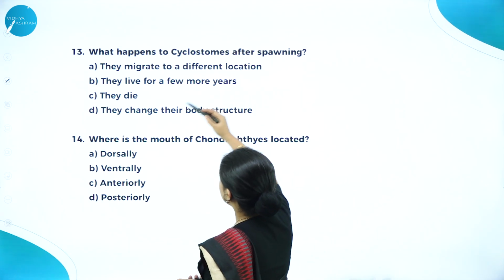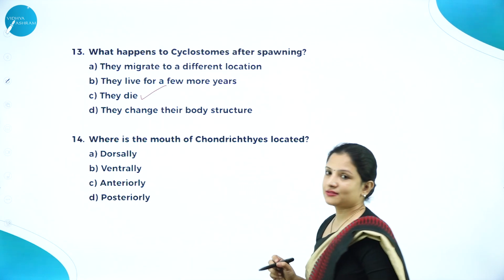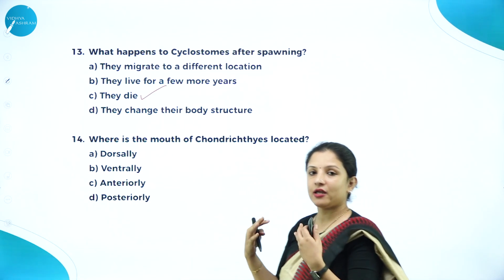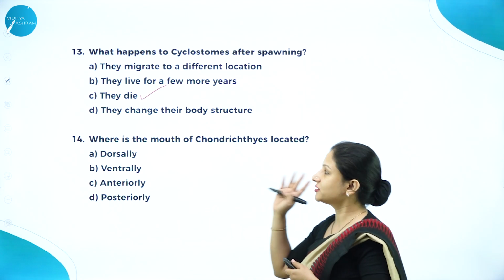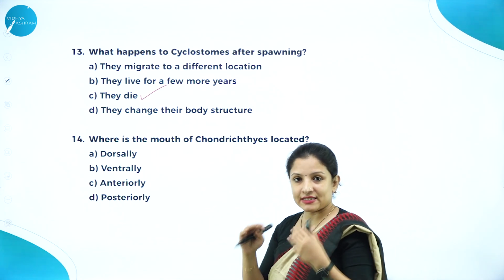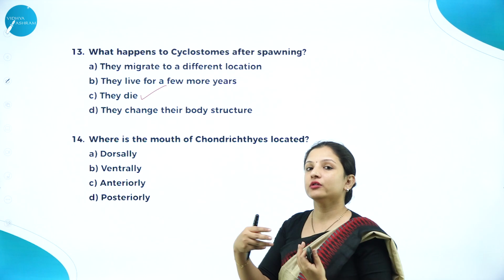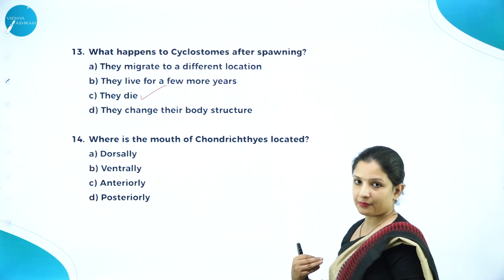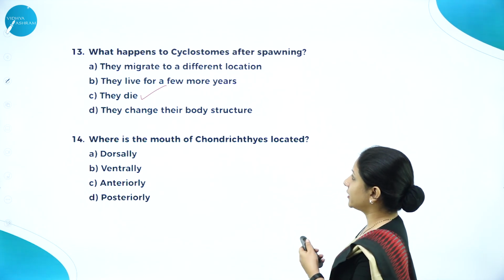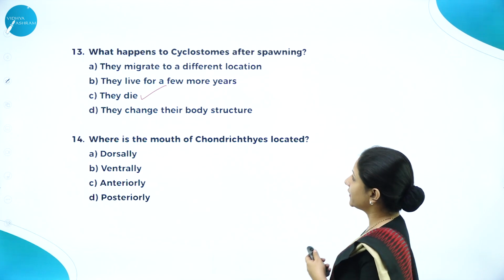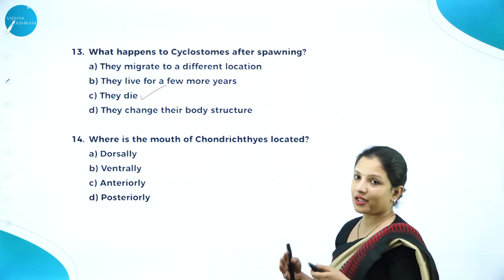So that is, they die. Once spawning occurs, or once the laying of the eggs and the hatching happens, the cyclostomes will not return. Instead, they'll die there, and only the young cyclostomes will come back to the marine habitat. So that is what happens. That is option C. Cyclostomes, after spawning, die.